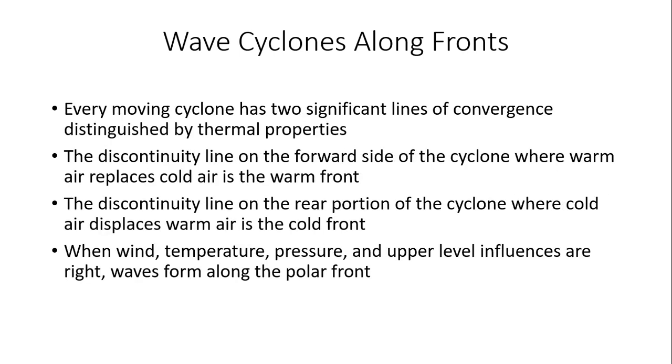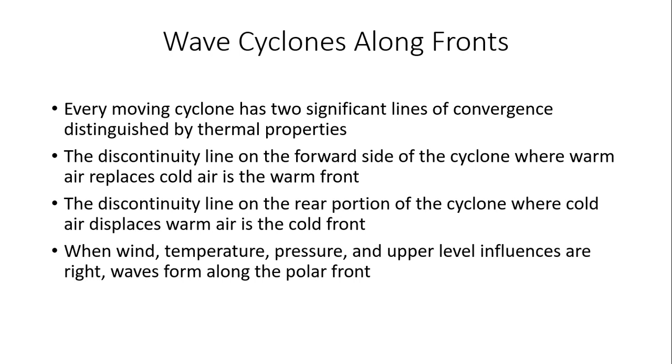Every moving cyclone is going to have two significant lines of converging air distinguished by their thermal or temperature properties. The discontinuity line on the forward side of the cyclone, the low pressure area, where warm air replaces cold air, is known as the warm front. And typically the warm front is going to extend east to northeastward from the center of low pressure, the cyclone itself. The discontinuity line on the rear portion of the cyclone, where cold air comes in and displaces warm air, is known as the cold front.